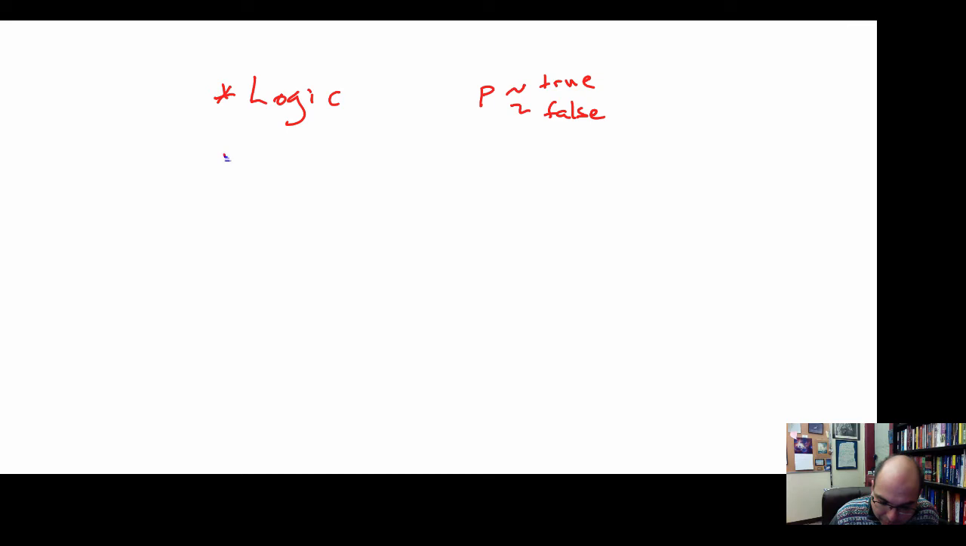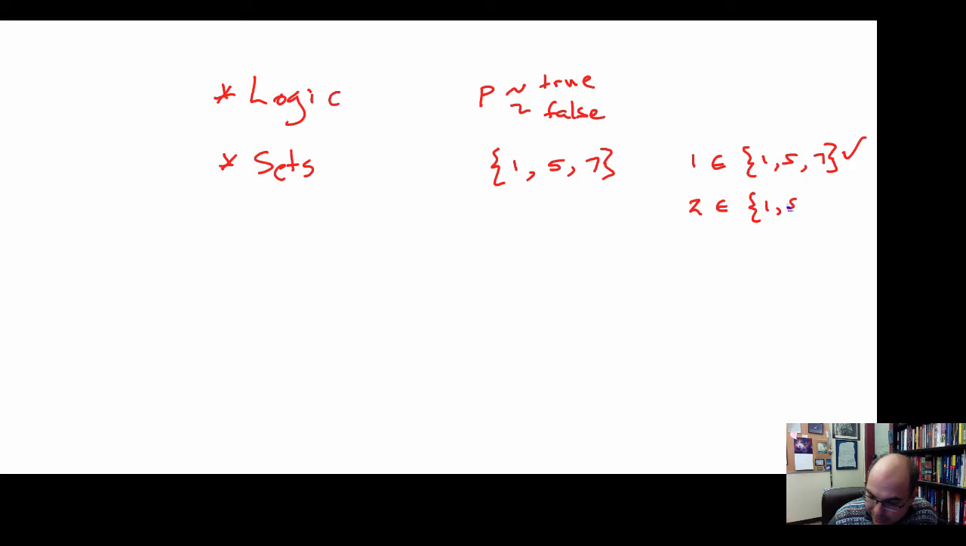Something else that we might want to study is sets. Now, here's a set: 1, 5, 7. A number like 1 might be a member of this set, and the answer is yes. We can look at another number like 2 and ask, is it a member of this set? And the answer is no. 2 is not a member of that set because it's not 1, 5, or 7. Notice again that the answers are either yes or no, and that's it. That's the way sets work.